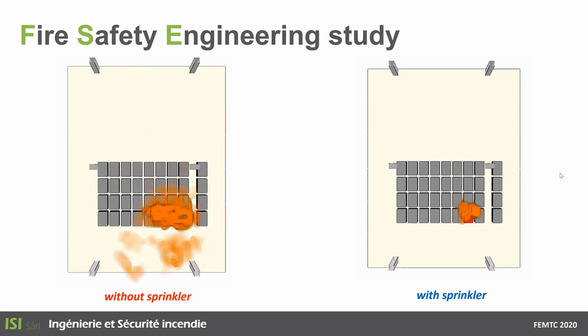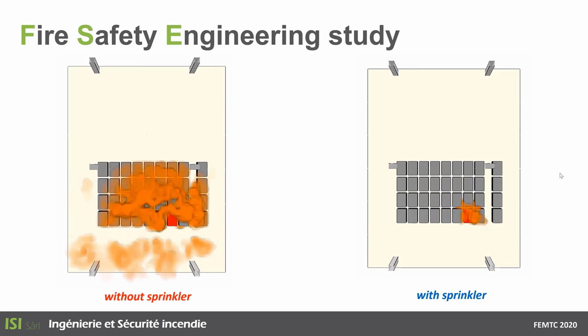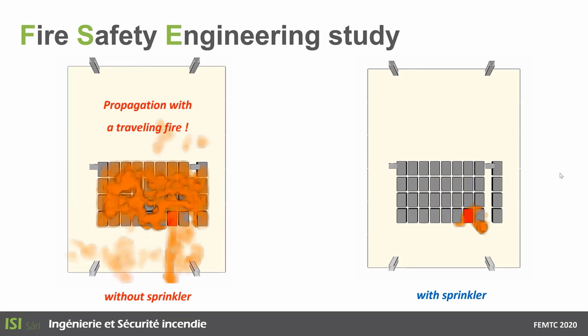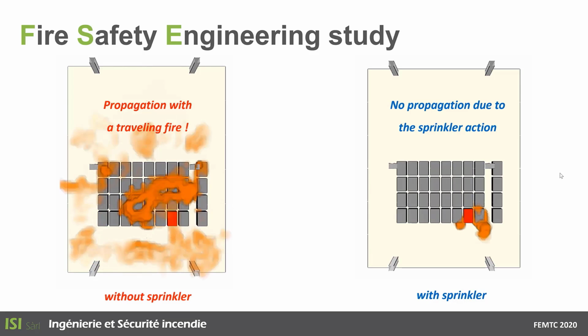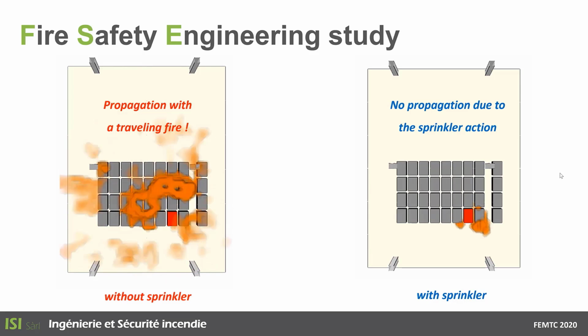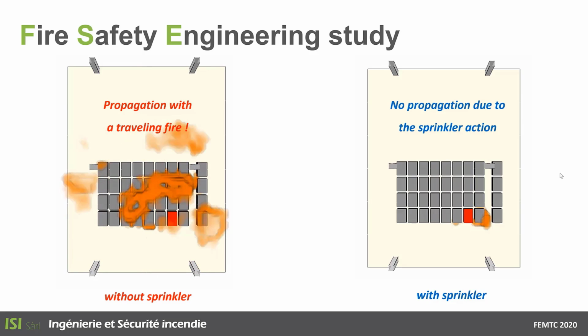It is clear that we have a fire propagation on the left-hand side, and we don't have propagation due to the sprinkler action on the right-hand side. So it is clear that the model is consistent with the assumption that the sprinkler doesn't stop the fire, but limits the propagation, as was in the assumption.